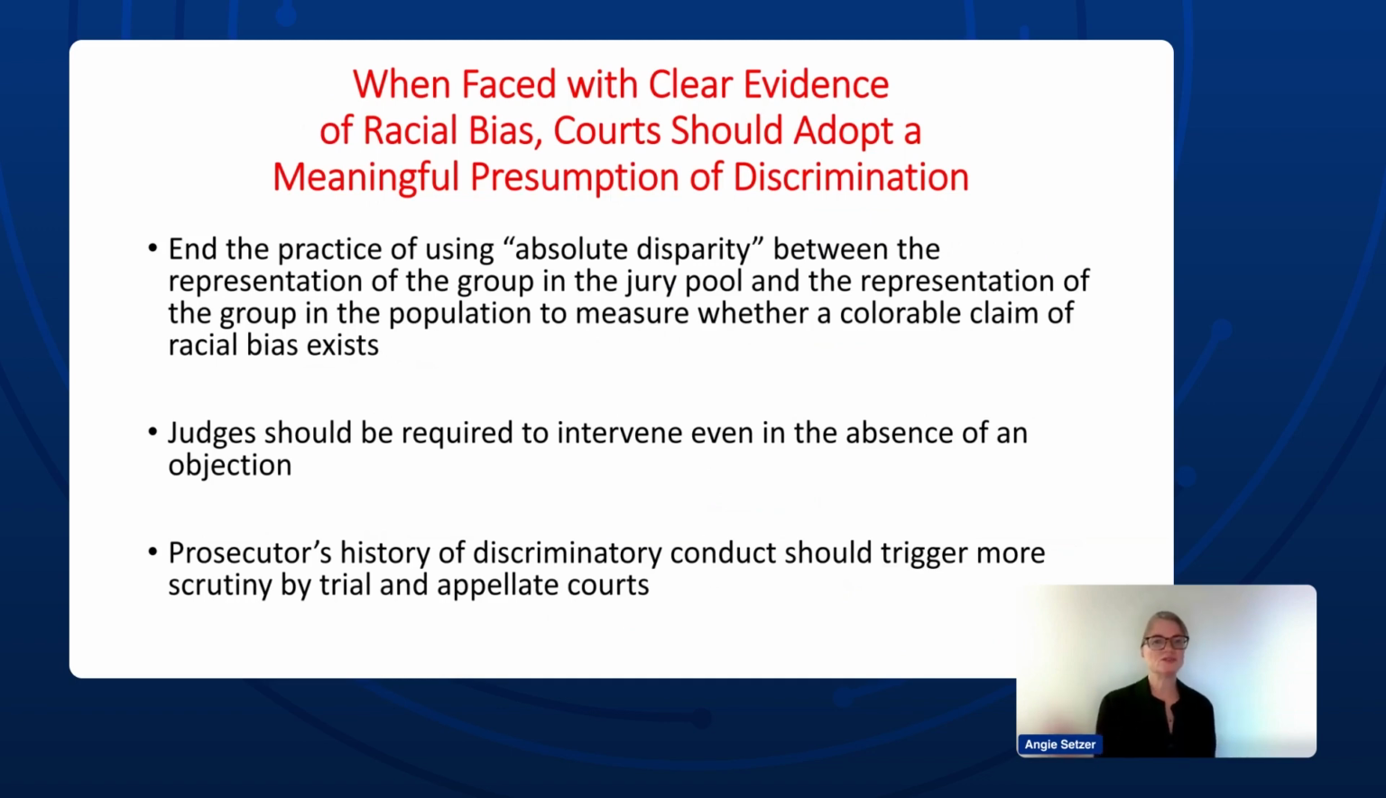Next. When faced with clear evidence of racial bias, courts should adopt a meaningful presumption of discrimination and the practice of using absolute disparity, so that you can actually use an analysis that accurately reflects the harm that is done to a defendant's chance of drawing a representative jury. Judges should be required to intervene, even in the absence of an objection. And in some situations, a prosecutor's history of discriminatory conduct should trigger more scrutiny by trial and appellate courts. Other state and federal courts have commissioned studies on proposed reforms, and other states are doing other things.